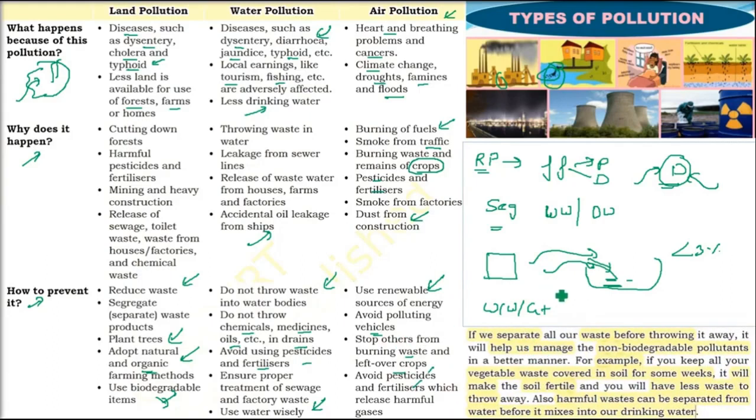So it is very important that we separate the waste before throwing it into the garbage. Wet waste comes from vegetables and home food making. And plastic bottles and everything else can be put in the dry waste. Because non-biodegradable pollutants, when they go into the chain, will never go down.